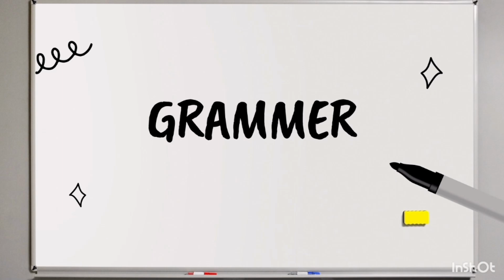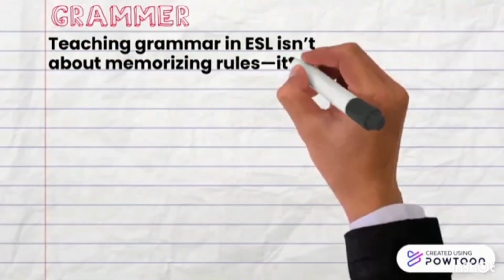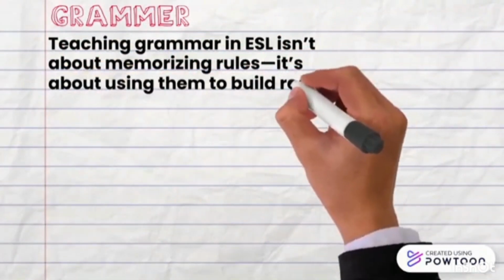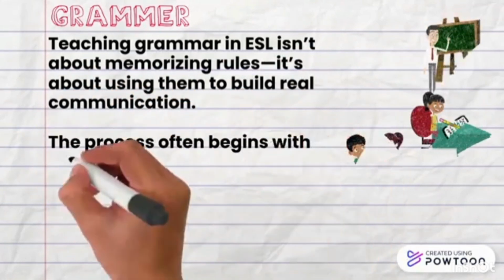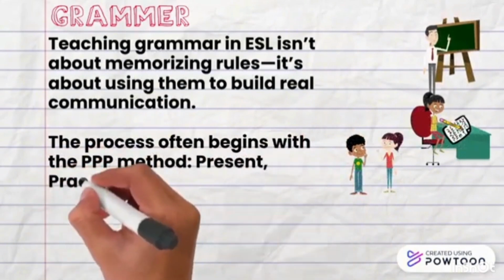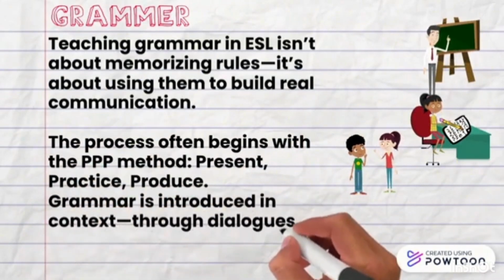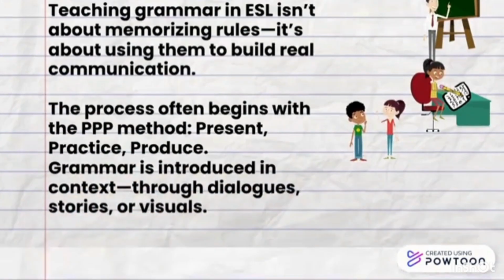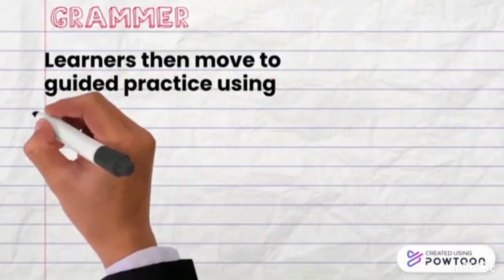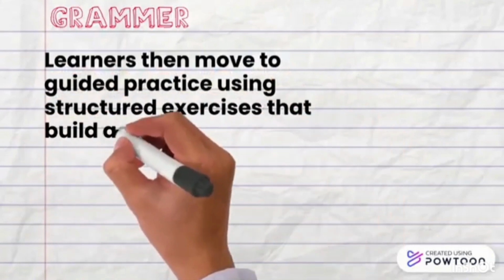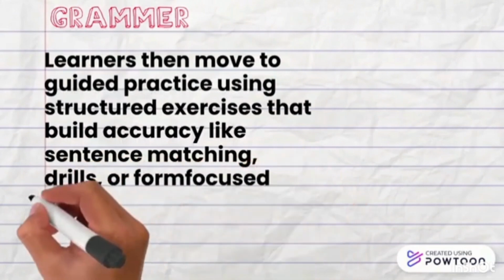Grammar. Teaching grammar in ESL isn't about memorizing rules, it's about using them to build real communication. The process often begins with the PPP method: present, practice, produce. Grammar is introduced in context, through dialogues, stories, or visuals. Learners then move to guided practice using structured exercises that build accuracy, like sentence matching, drills, or form-focused games.